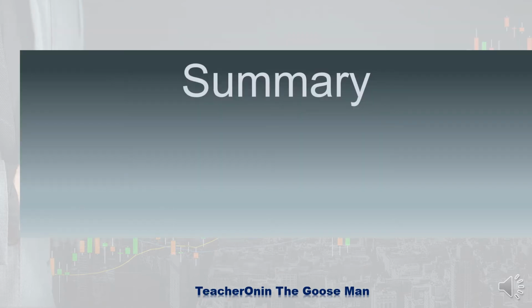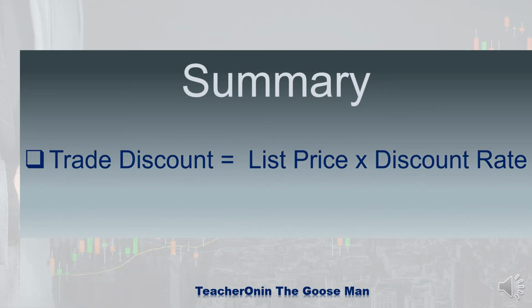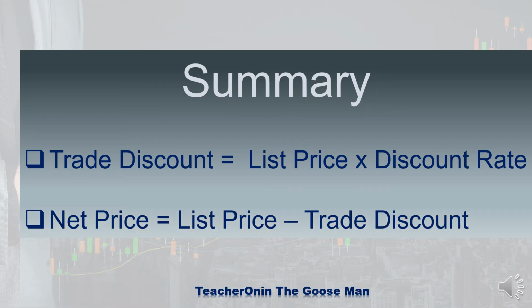To summarize our list of formulas, we have trade discount is equal to list price times discount rate, while the net price is equal to list price minus trade discount.